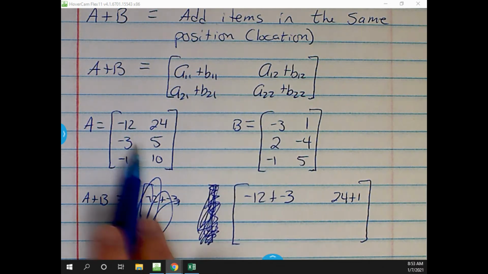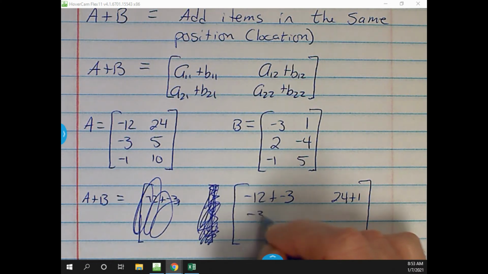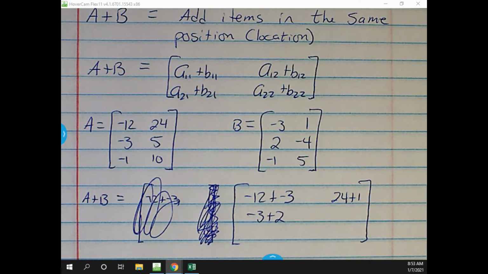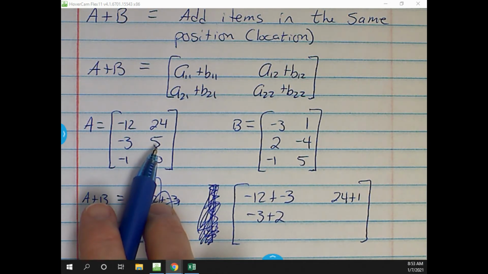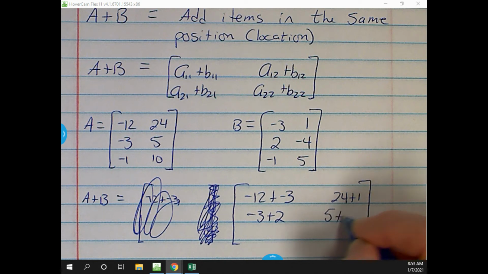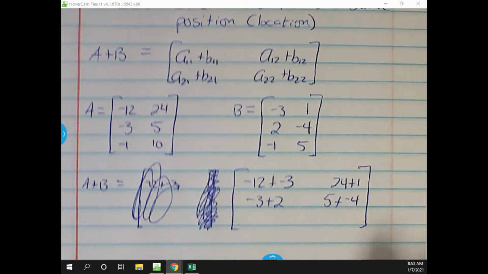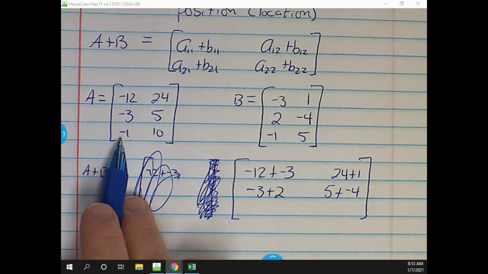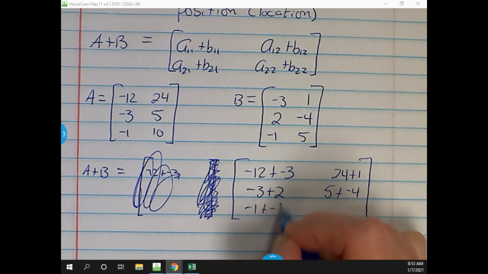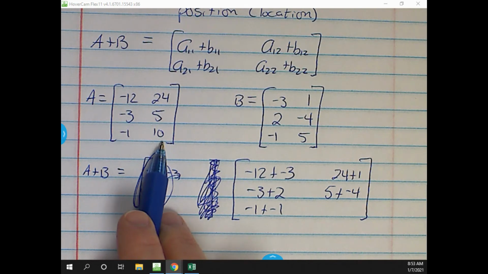Okay, going down, the next one is -3 plus 2. Next column over is going to be 5 plus -4. And going to the last row, the first number we've got is -1 plus -1. And in the last column on the bottom row, it's 10 plus 5.